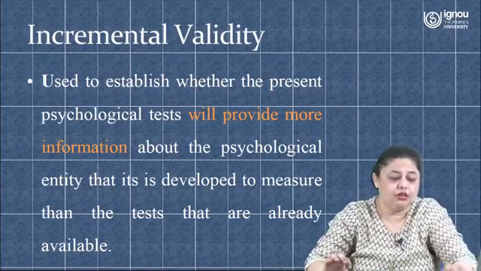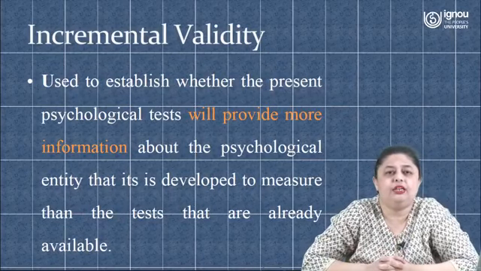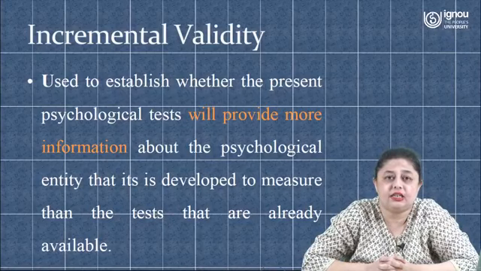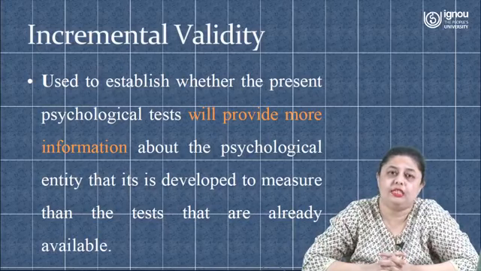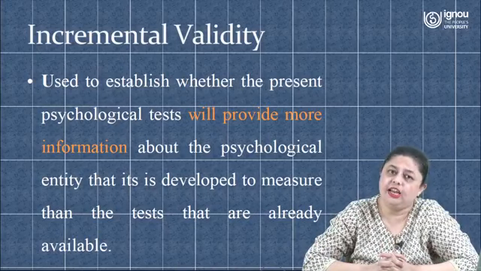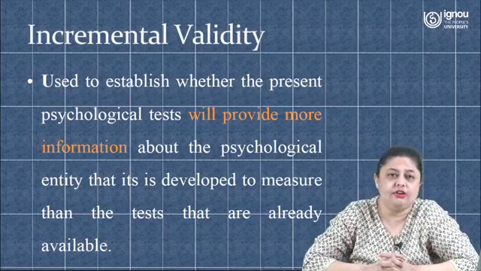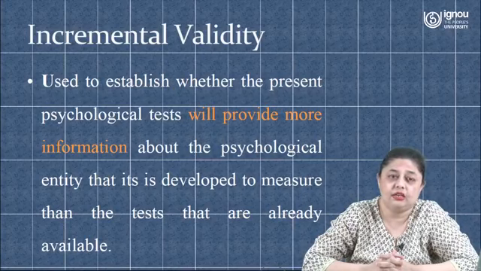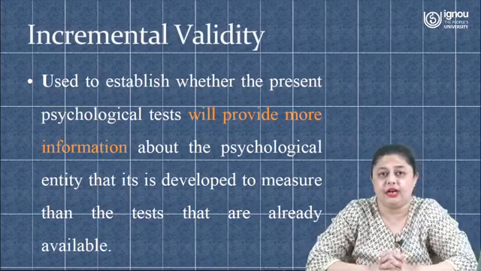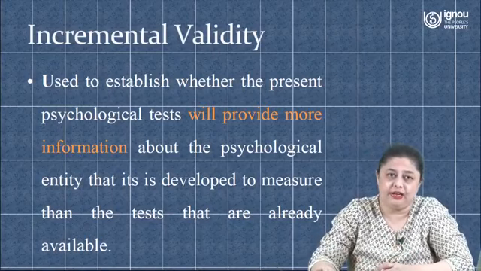Then the last method of validity is incremental validity, and that is used to establish whether the present psychological test will provide more information about the psychological entity than what is already there. That is the point that I was telling you before. You should not develop a psychological test if there is one which is already available and good enough. But if it is not good enough and you feel that it is not doing justice to the variable that you have taken, then of course you can go ahead and develop that psychological test. That is, whether the test that I have developed has provided some more information than what has been done already. So that is what is incremental validity.